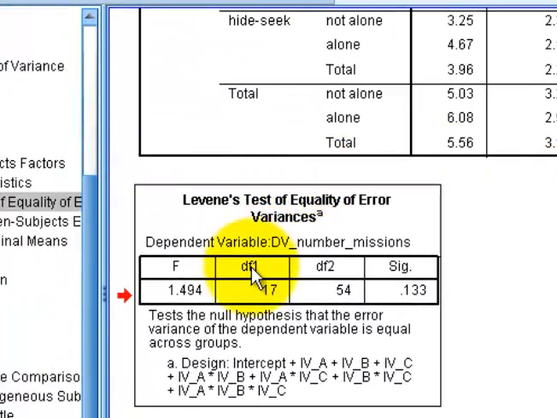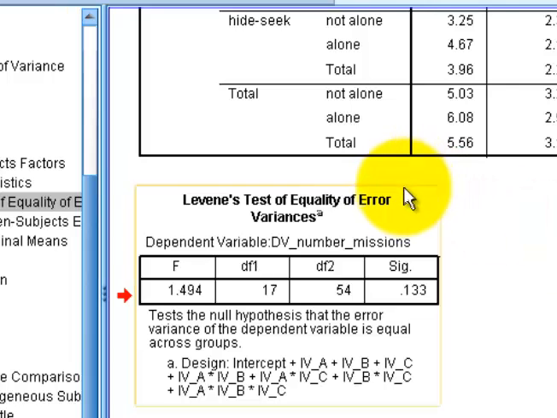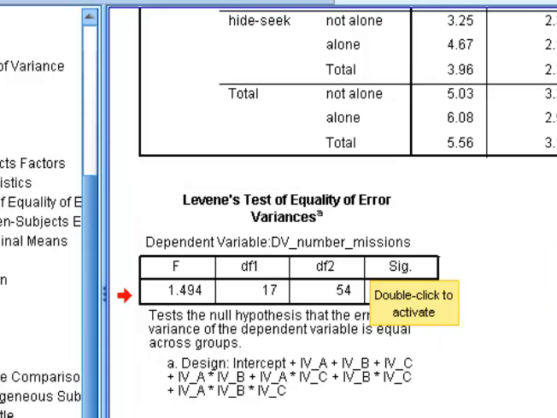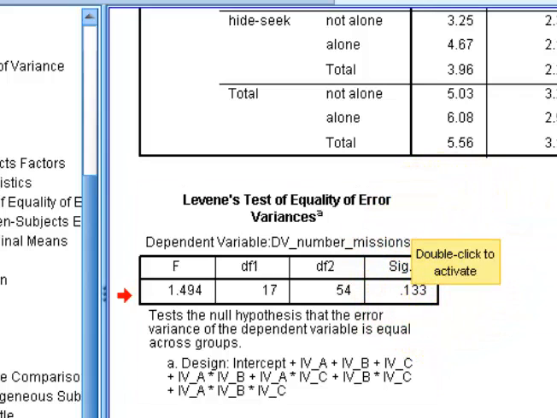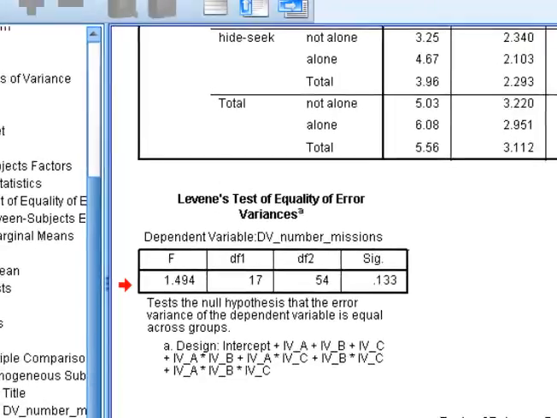Okay, first test, Levene's test. This tells you that your homogeneity of variance assumption has not been violated because the significance number, which is under this annoying little double click sign, this number, 0.133, is not less than 0.05. If it was, then you would have broken the assumption of homogeneity of variance, and this test is probably not the right test to use.